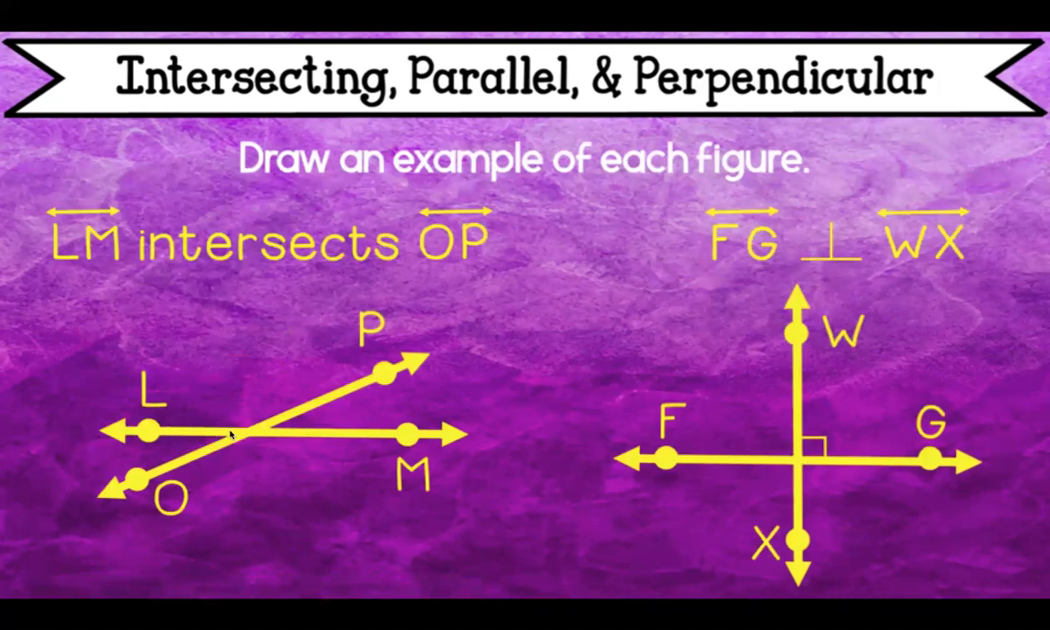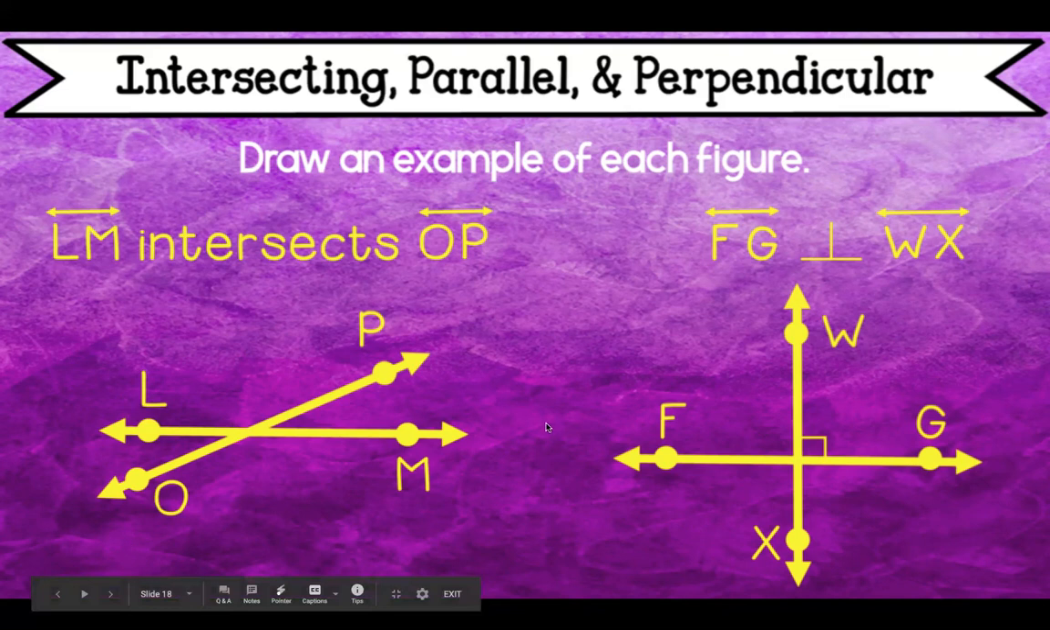These aren't parallel. They're also not perfectly perpendicular. So line LM and line OP just simply intersect. They're just intersecting lines. Now FG and WX, they are perpendicular. You notice this square box symbol right here? That means it forms a box right there.